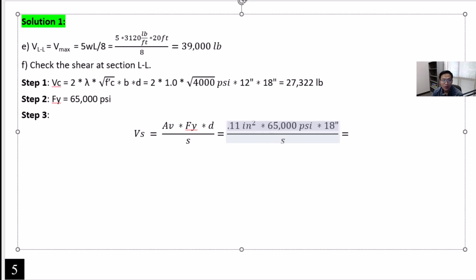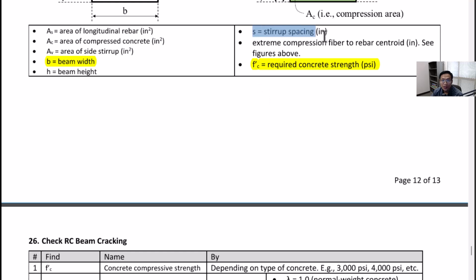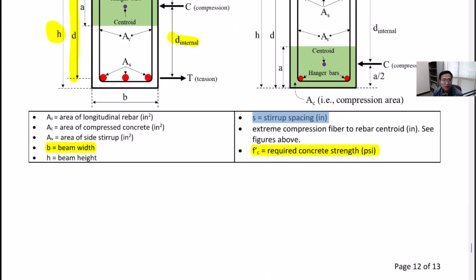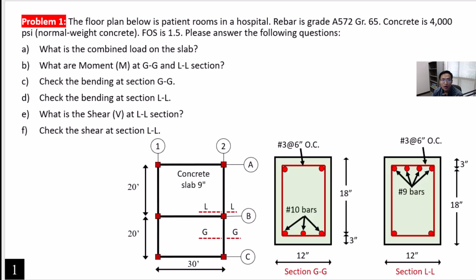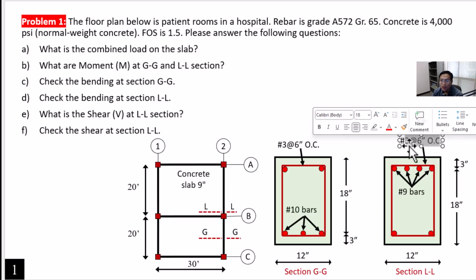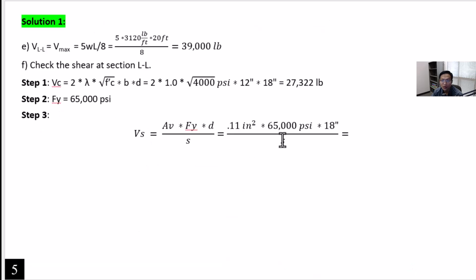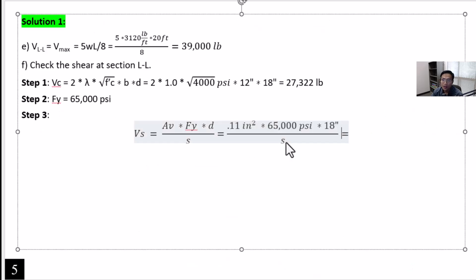And s, what is s? If you check here, you can see that s is the stirrup spacing. So if you go up here, you can see that the spacing of the stirrup is number 3 at 6 inches on center. So s will be 6 inches.